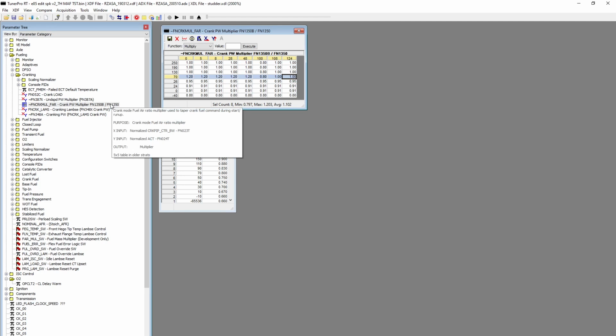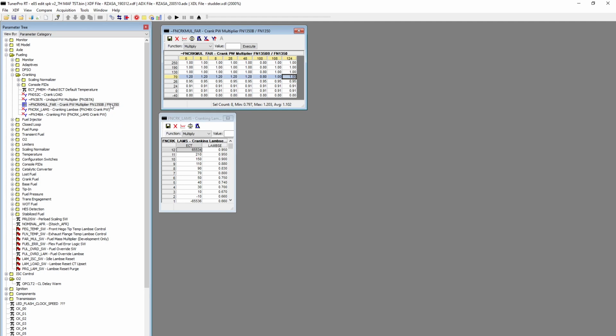Let's see, we get a definition here. Yeah, we've got a normalized air charge. And we have a pulse width multiplier. So it shows you a few different things there. Of course, we have a scale here based on engine coolant temperature.